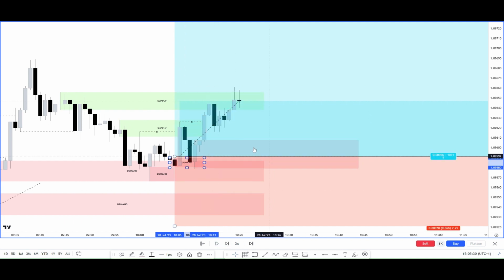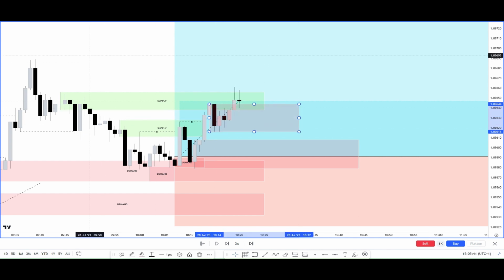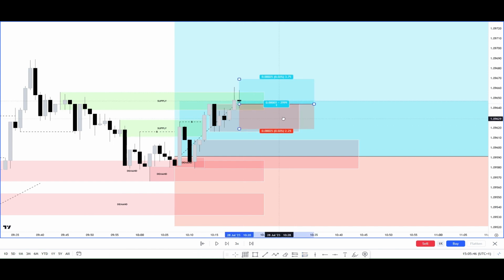Right, so we did actually wick past this. So the area that broke the structure there is this whole area mainly. This is the main area that broke that minor structure. So say for instance, we put a second entry on there and we covered this area as well, which is the new extreme.